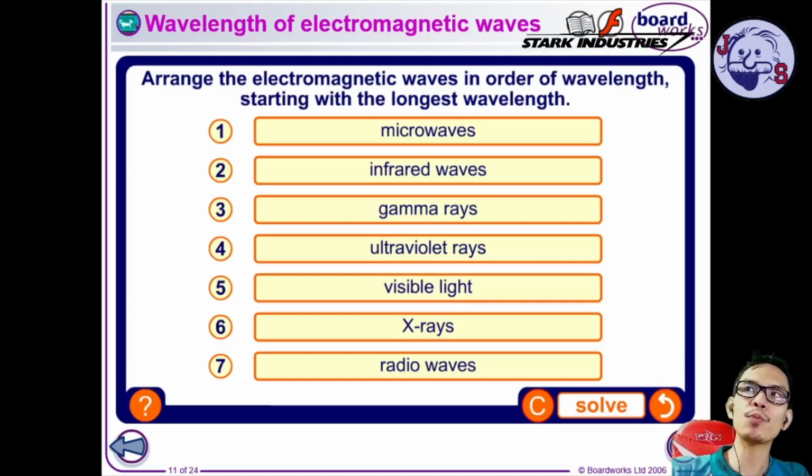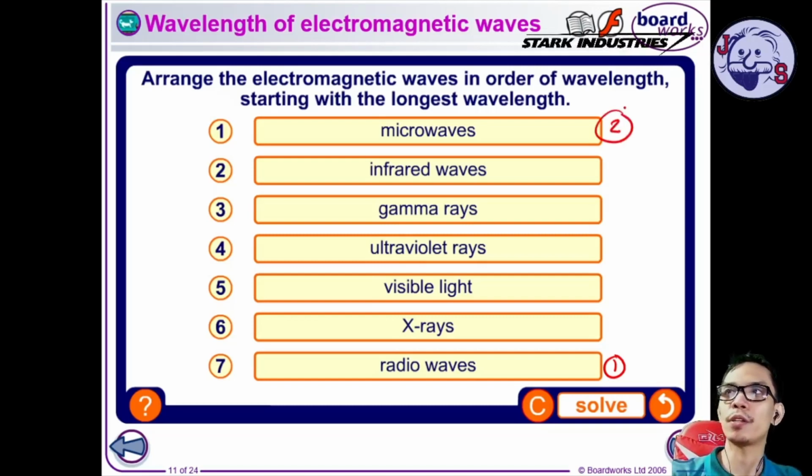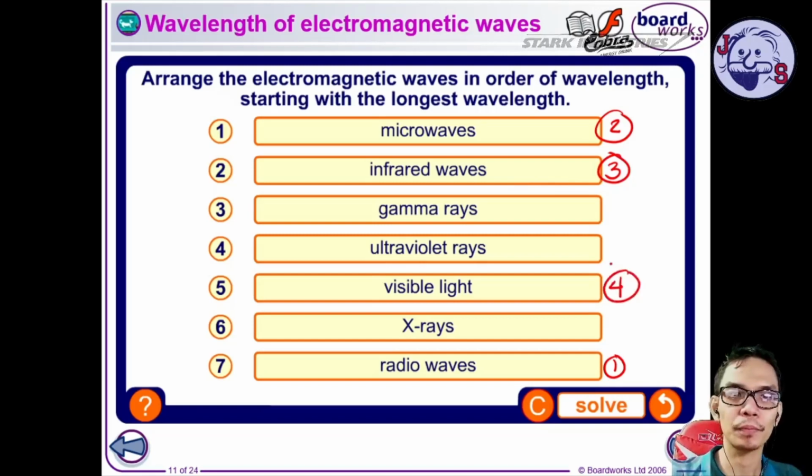So let's start with the first one. Which electromagnetic wave that you have right here has the longest wavelength? Number one will be the radio waves. Next, number two will be the microwaves. The third one is the infrared waves. The fourth one will be the visible light. And the fifth one is the ultraviolet light.